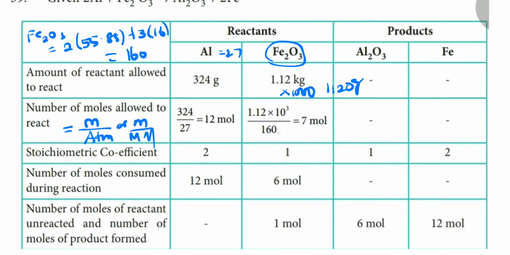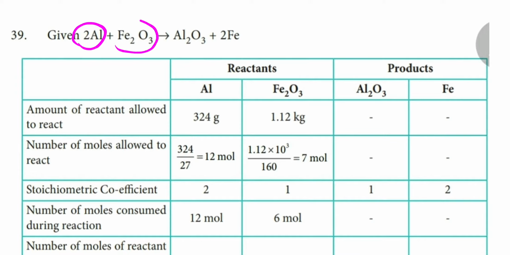ஸோ அந்த 160ஆல் என்ன பண்ணுறோன்னா டிவைட் பண்ணுறோம். அப்போ நம்பர் ஆஃப் மோல்ஸ் ரியாக்டட் எவ்வளோனா it is 12 moles and this one is given as 7 moles. ஓகேவா, ரைட், 7 moles. Okay, in the reaction 2 mole of aluminum combined with 1 mole of ferric oxide to give 1 mole of aluminum oxide and 2 moles of iron.